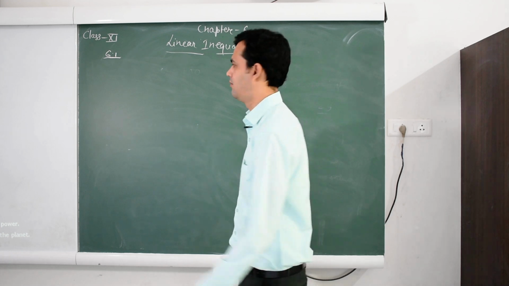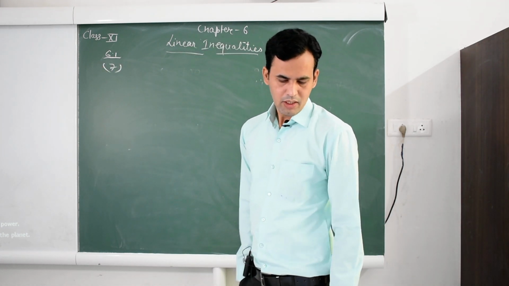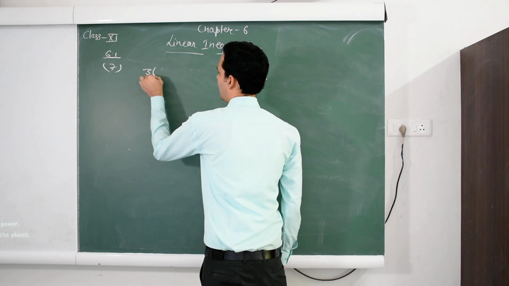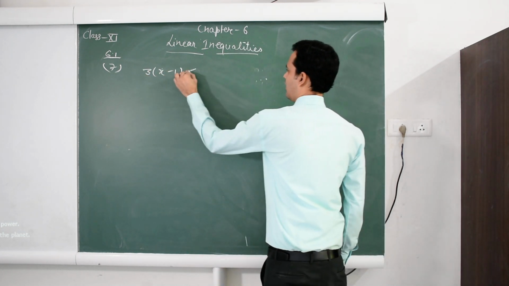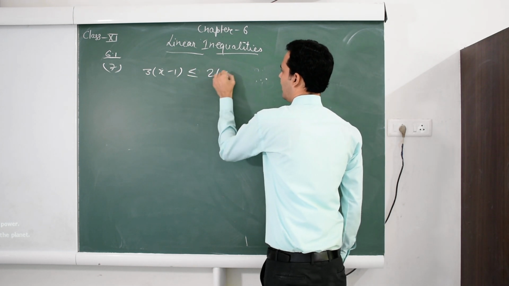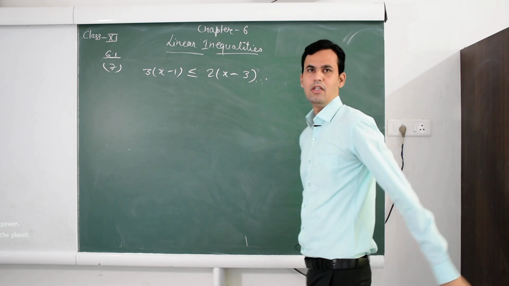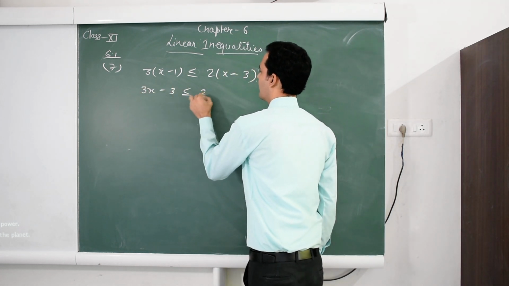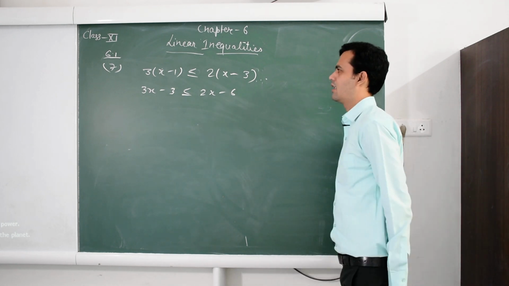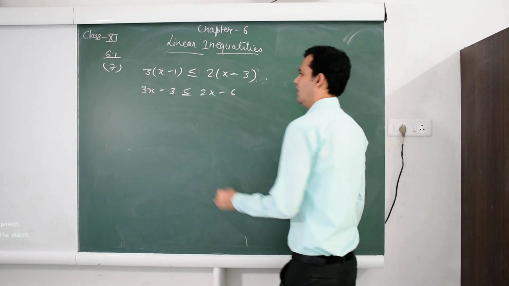Question number 7. Solve the inequalities. The question is 3(x minus 1) less than or equal to 2x minus 3. This is the question. So first we open the bracket. So we get 3x minus 3 less than or equal to 2x minus 6.